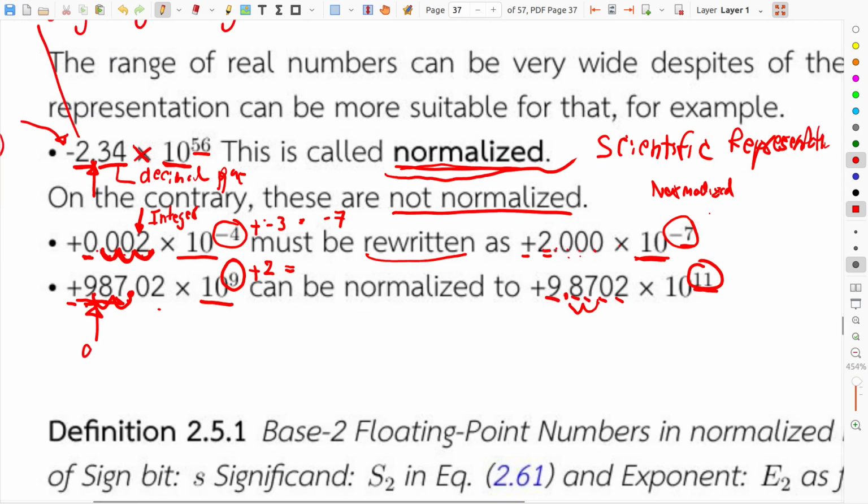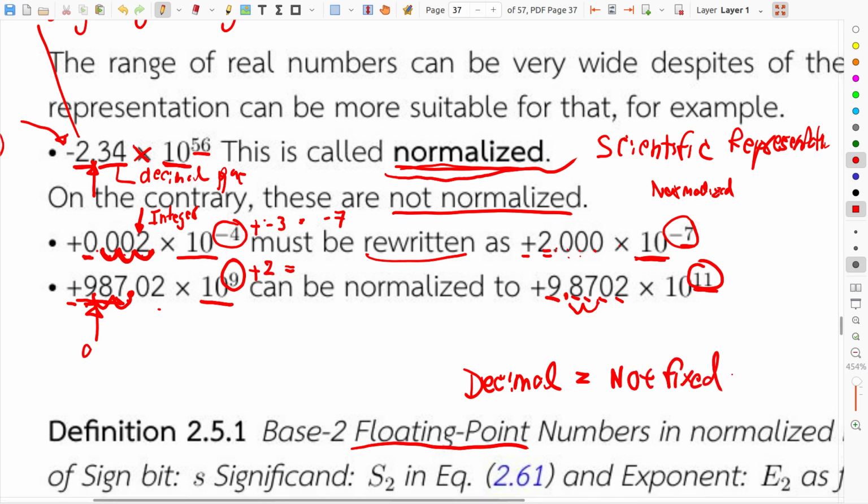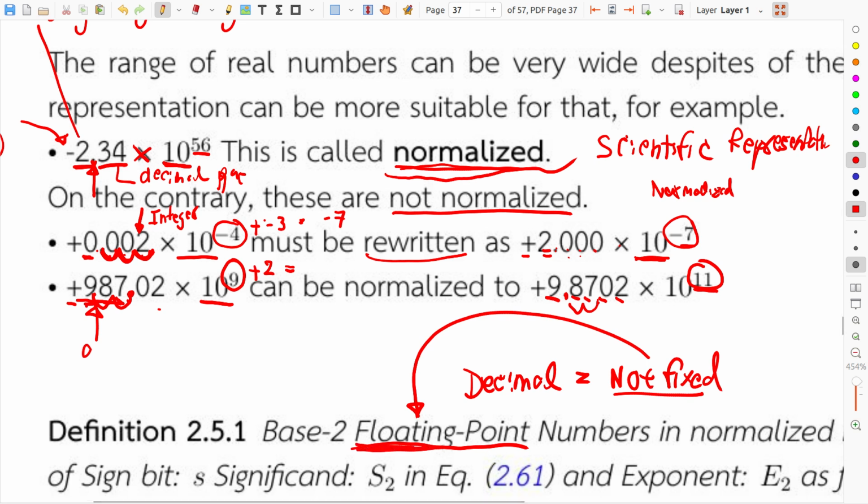Okay, that's what we call floating point, because this point, meaning the decimal point, is not fixed. Earlier it was fixed, right? Now it's not fixed. Therefore, we call it a floating point, not fixed point anymore. So that means the decimal point can float around to make it normalized.